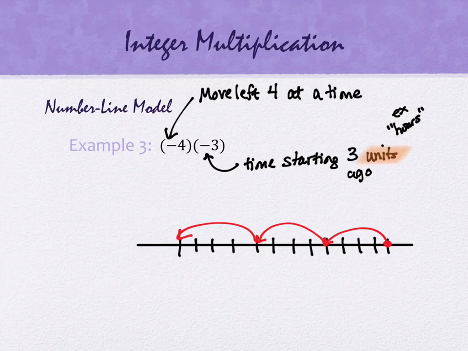That's the first description. And then this -3 business says, where was I 3 time units ago? I'm going to say hours because that sounds really awkward. So 3 hours ago, where was I? Well, this is where I end. And this question right here is where I began. And I always end in this discussion at 0. So if I ended at 0, where did I begin? I began at 12, right? So this 12 right here is the answer to the question.